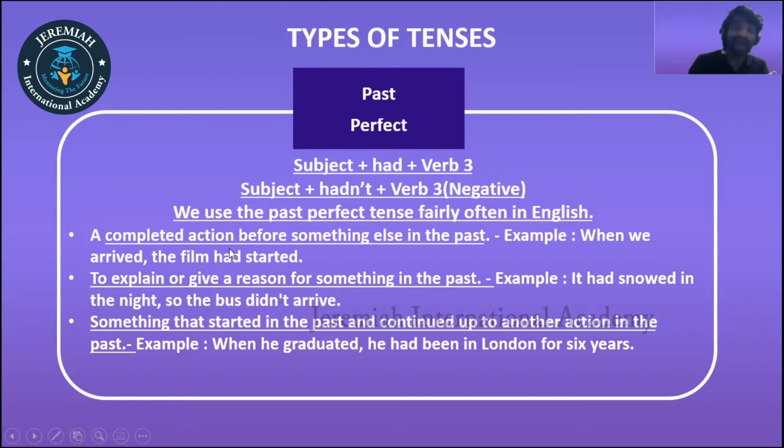Okay, so a completed action before something else in the past. Guys, ladies, everyone, a completed action before something else in the past. Example, when we arrived, the film had started. Okay, cinema. Okay, so the use of had is here. It's had in the tense referring to the past perfect. All right, so had in the past perfect form, and subject plus had plus verb 3. Okay, a completed action before something else in the past.